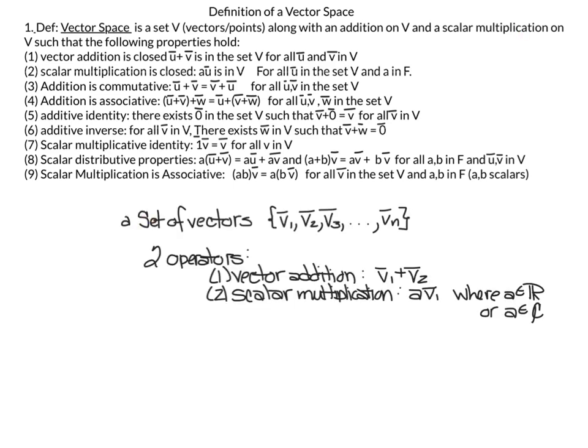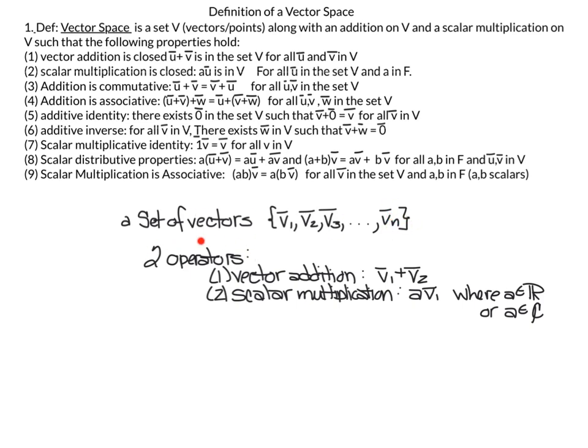Writing this out, a vector space is a set of vectors. So here's my set, and I have vectors v1, v2, v3, up to vn. And actually, your set of vectors can be infinitely long. Here I just show n vectors, and I denote them as vectors with this bar over them. So here, for example, I have the vectors u and v. Here I have the vectors v1, v2, v3, up to vn.